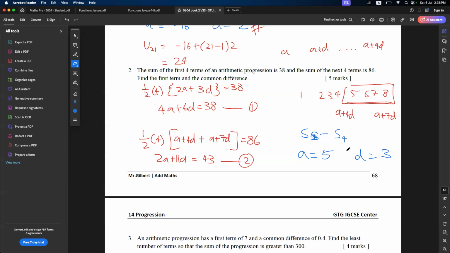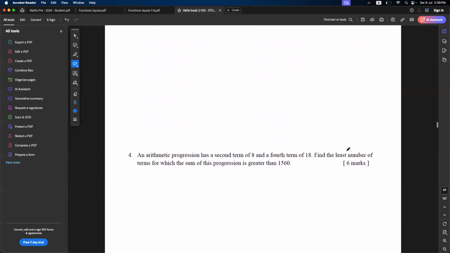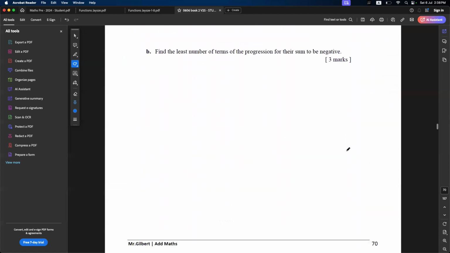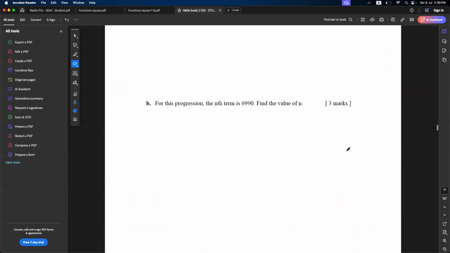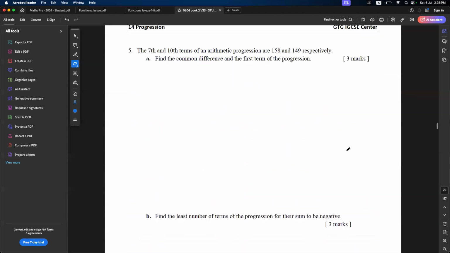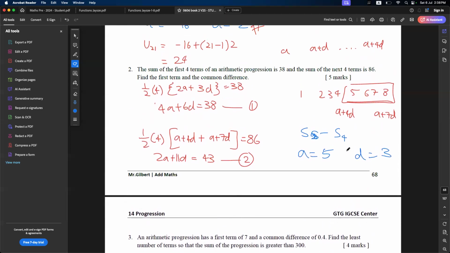Okay, try the rest of the questions. I'm going to give you guys 15 minutes to try maybe 2 or 3 questions. Now I want to move on to geometric questions already. 15 minutes.